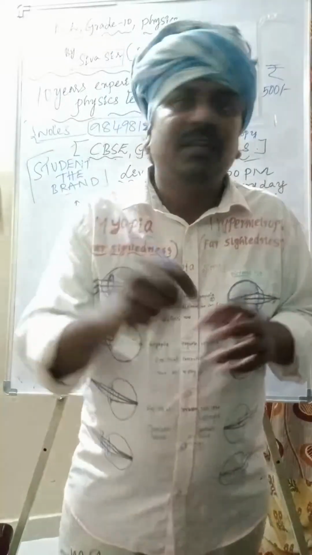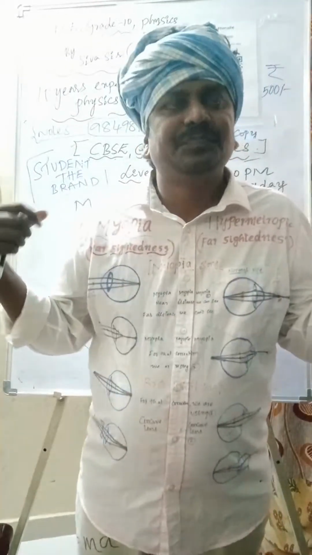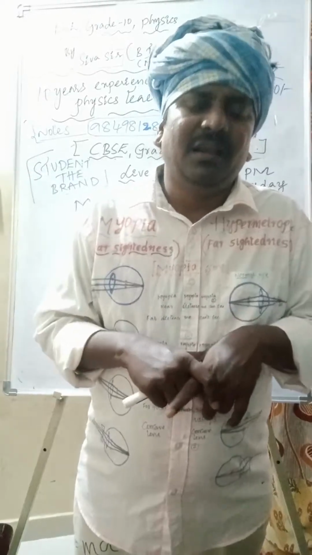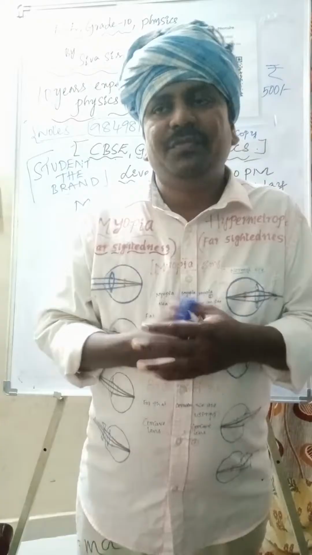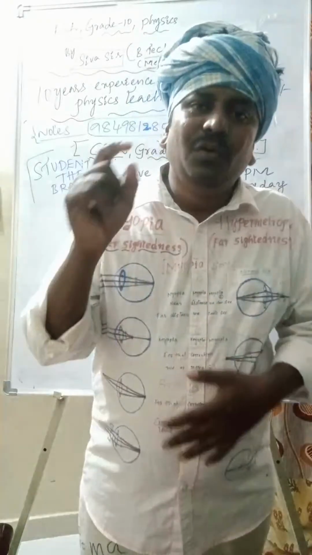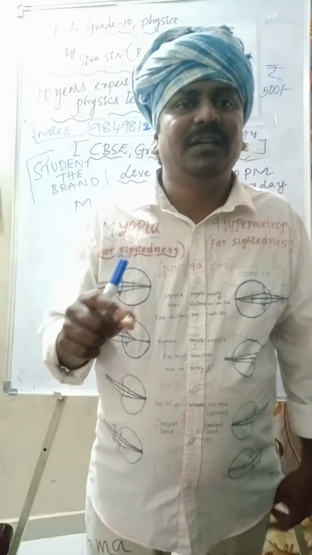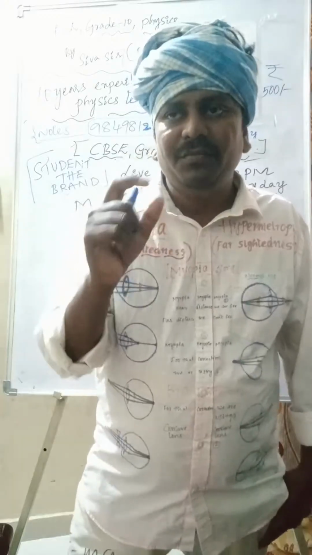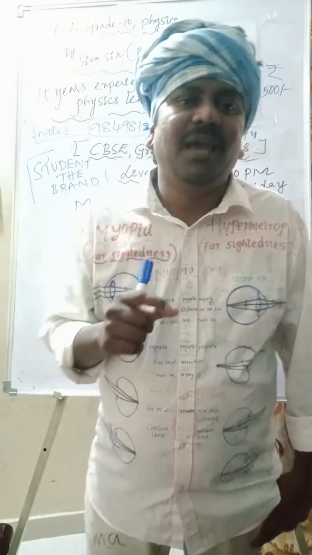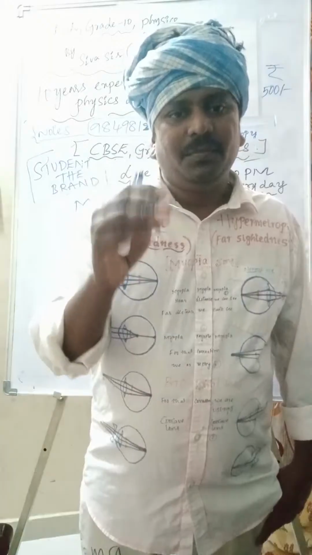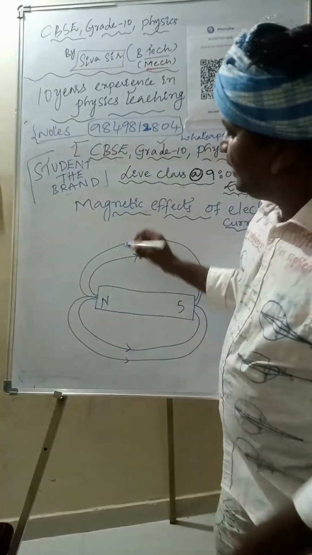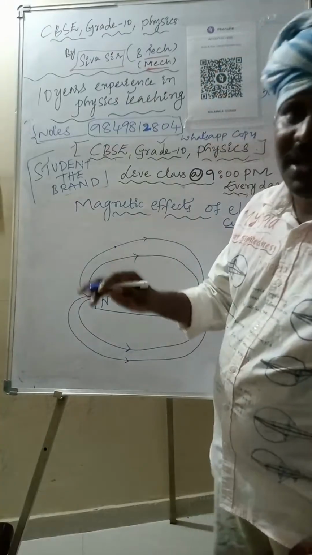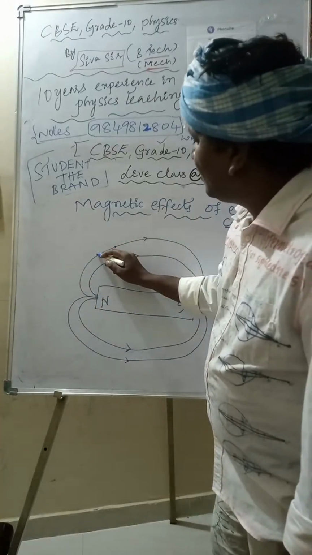And I'm coming to the next one. This is about the magnetic field lines and their properties, how the field lines will be there. At a particular point in the field, if you want to find out the magnetic field direction, we can draw the tangent.